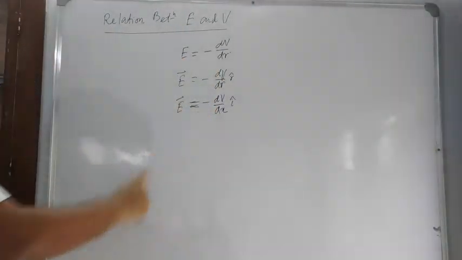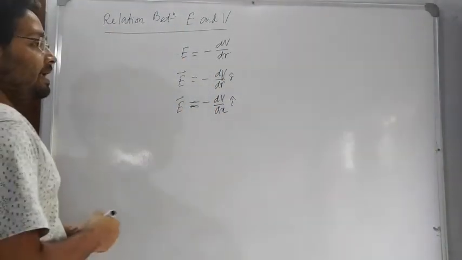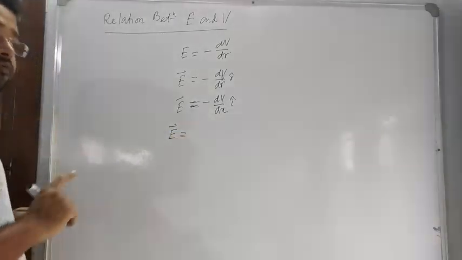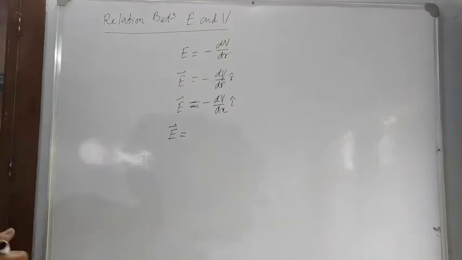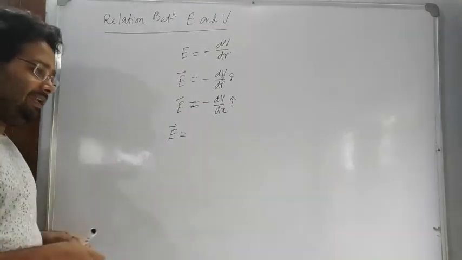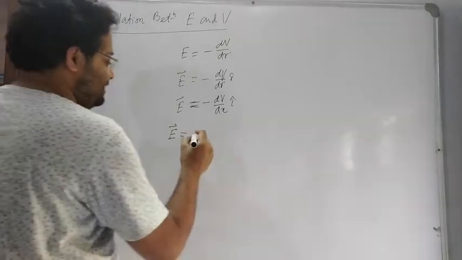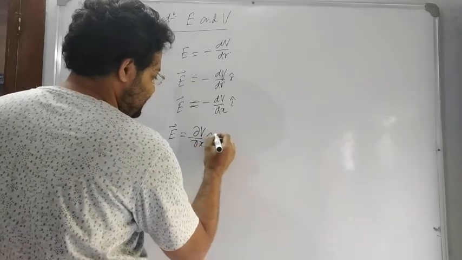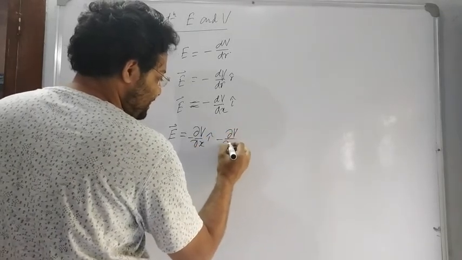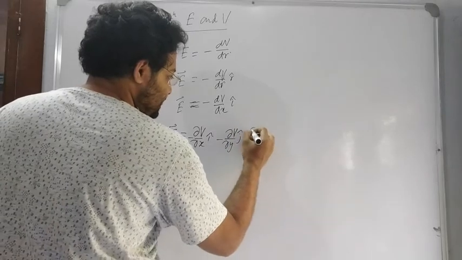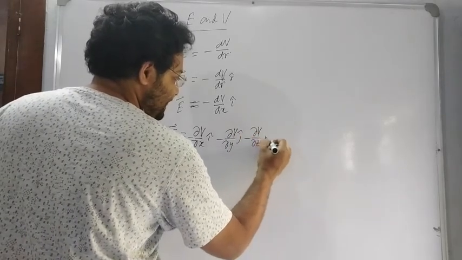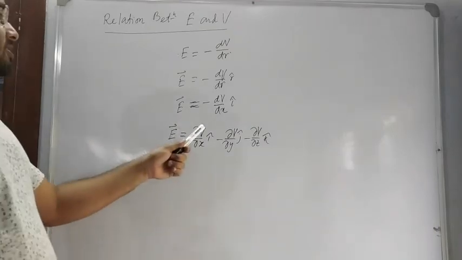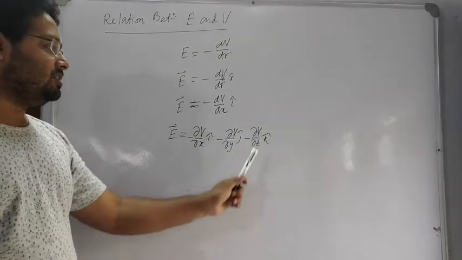If the charge moves only along the x-axis, you apply this formula, and the most general formula, E = -∂V/∂x i cap - ∂V/∂y j cap - ∂V/∂z k cap, where del is the partial differentiation. The proof is not in the syllabus, but problems are given from this. There are a couple of such problems in the material too. This is partial differentiation of V with respect to x, with respect to y, with respect to z.